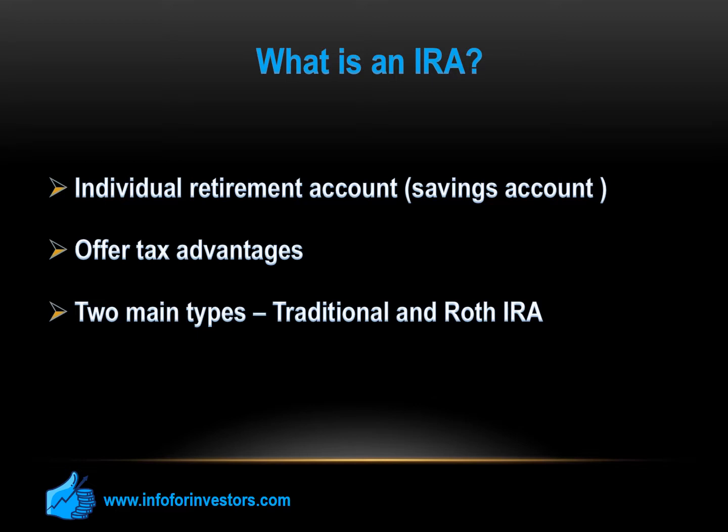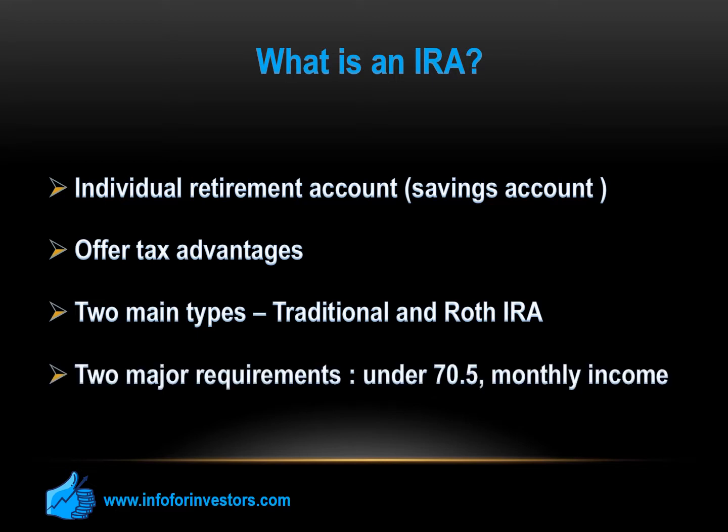To have an IRA, you must meet two major requirements. You should be under the age of 70.5 and also have a monthly income. Your IRA will invest the money you have put into the account in various business opportunities, stocks, bonds, and make a profit for you. First, let's look at the most popular plan, which is the traditional IRA.